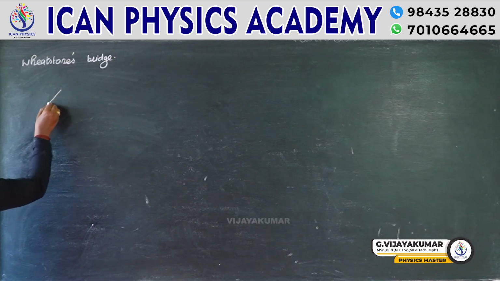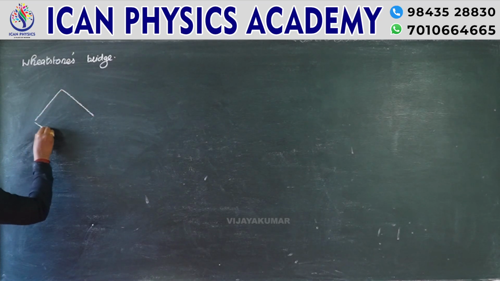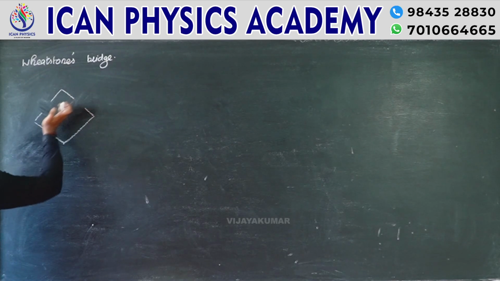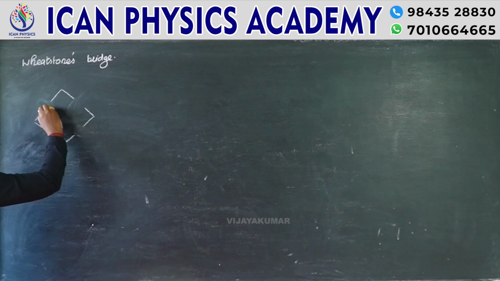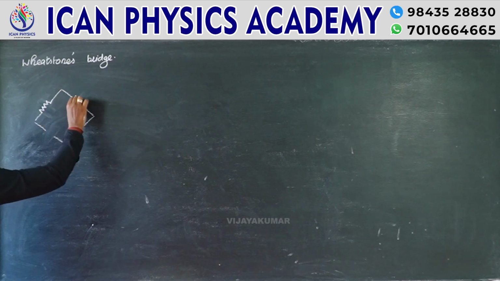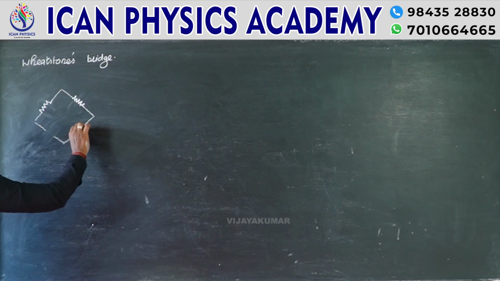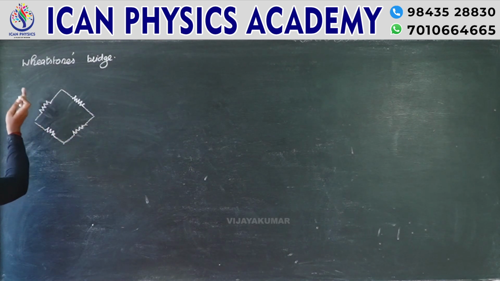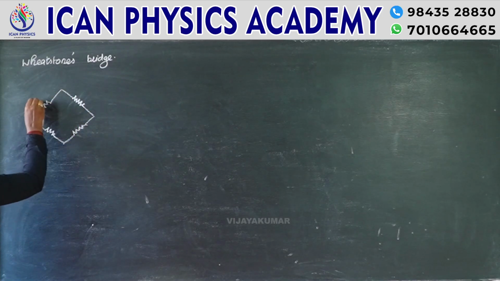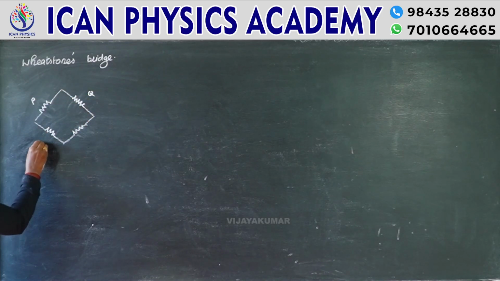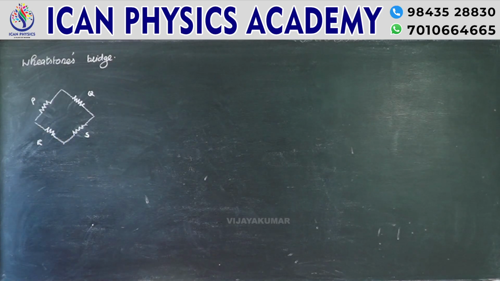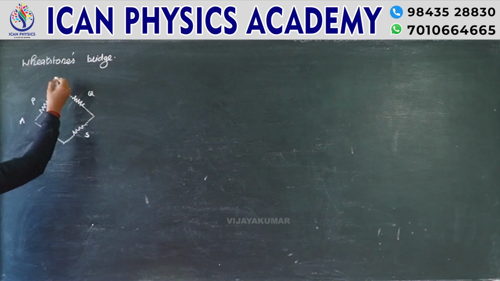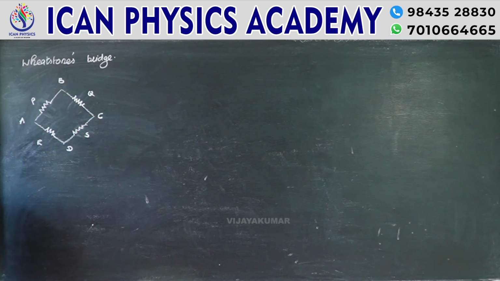Let us consider 4 arms. In those 4 arms, we are connecting 4 resistances, say P, Q, and so on. Now give names to the resistances: P, Q, R, S. Now give names to the junctions: A, B, C, and D.